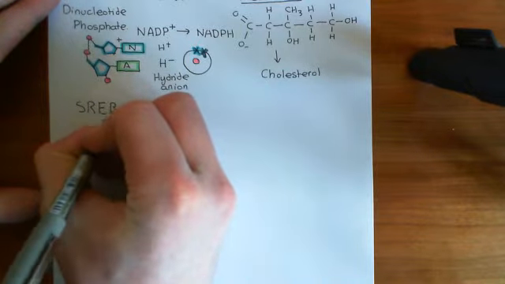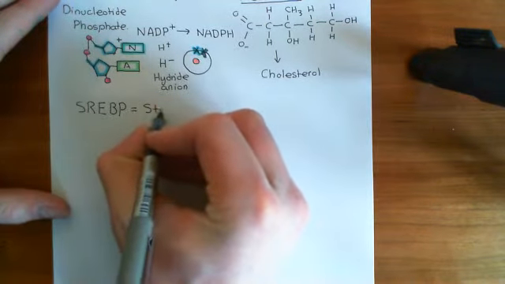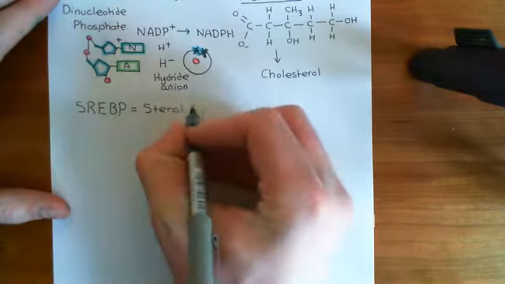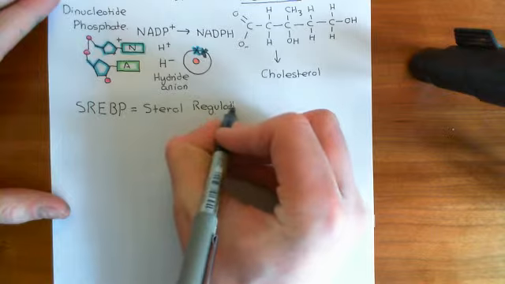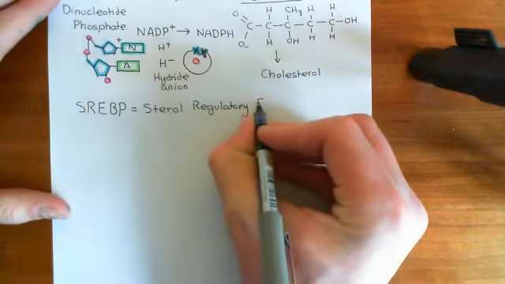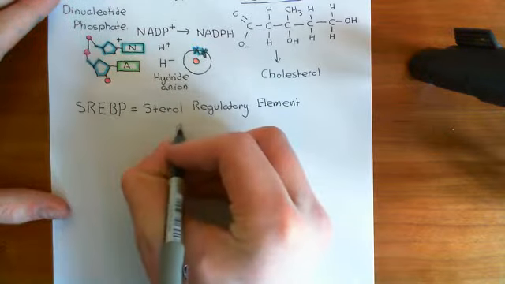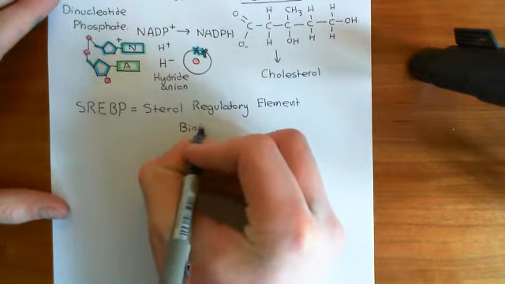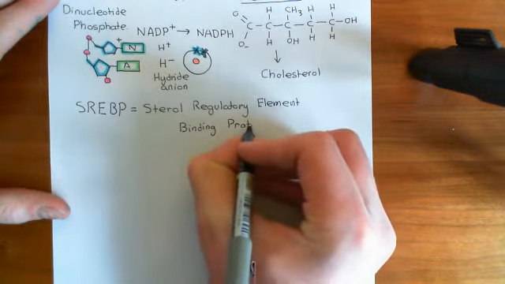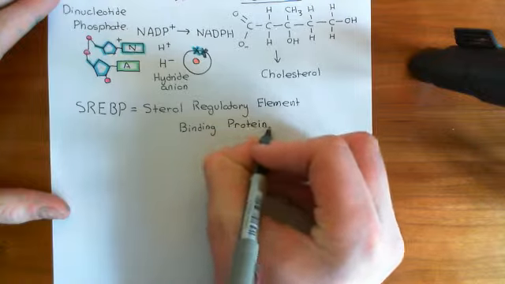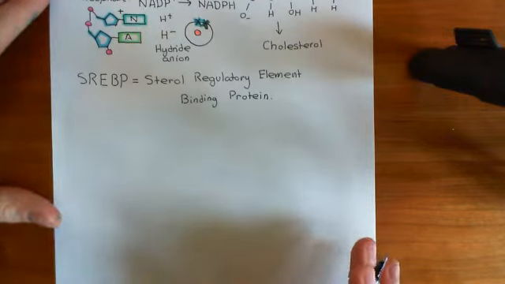SREBP actually stands for. It stands for Sterol Regulatory Element, that's the SRE. So the S is sterol, the R is regulatory, and then the E is element. And then the BP is binding protein, so it's the sterol regulatory element binding protein. We're going to begin with discussing the different types of sterol regulatory element binding protein, because there's more than one sterol regulatory element binding protein.